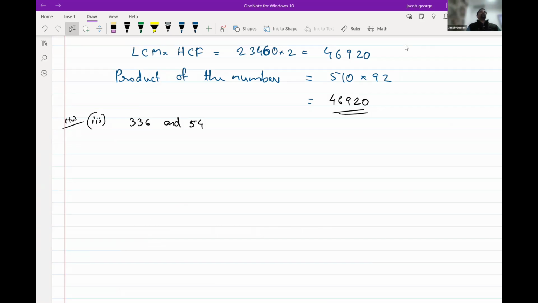54. Find the LCM and HCF. This was the homework question. Okay, how many of you got the answer?